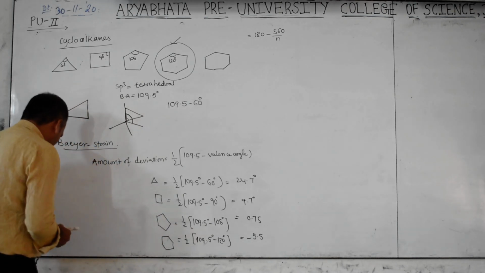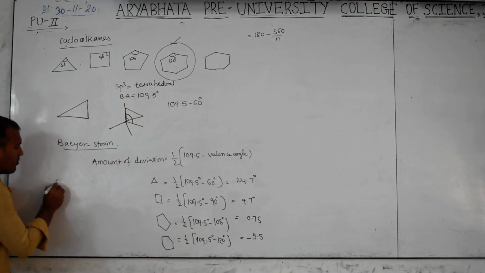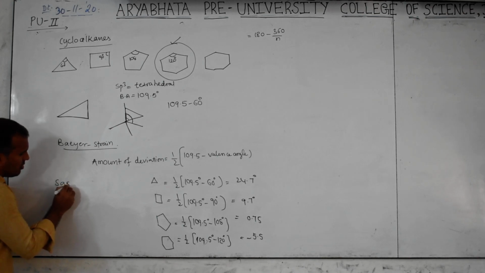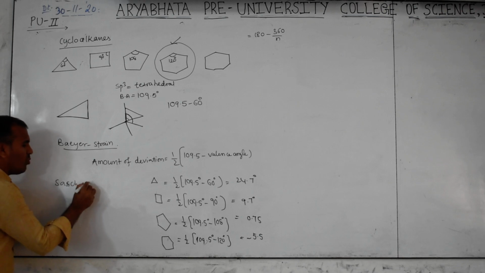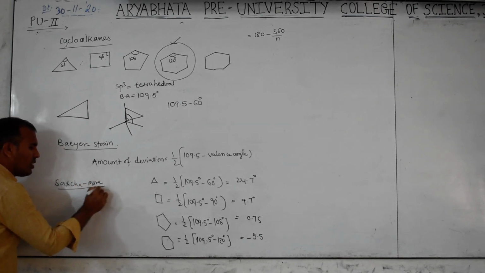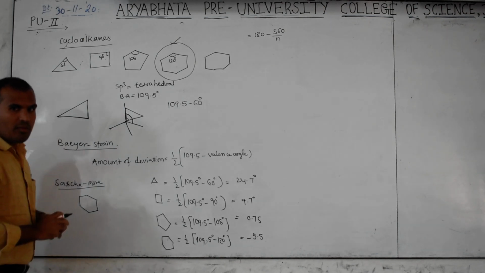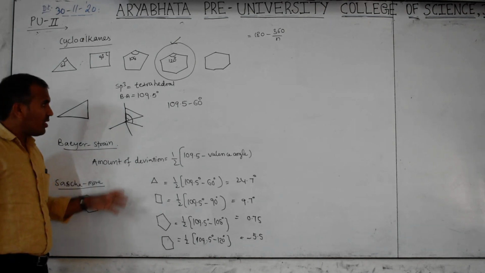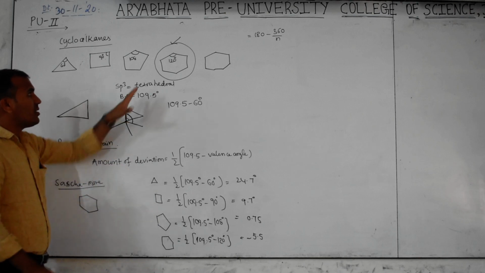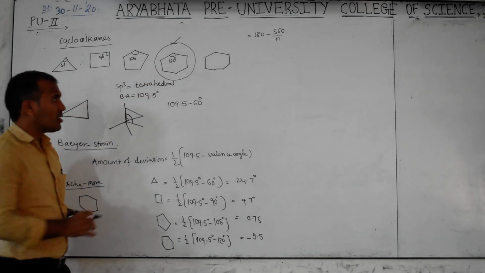So according to this, which is more stable? Cyclopentane. But later two scientists came, called Sachse and Mohr. Based on this, cyclopentane is more stable because it does not exist in the normal planar structure. This is a planar structure. Planar structure means like this.